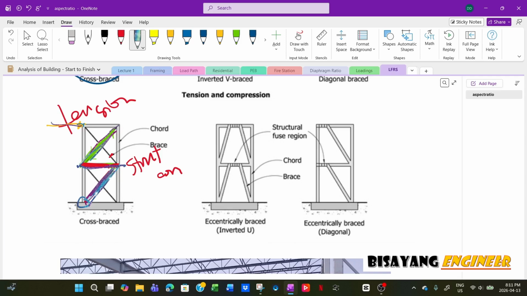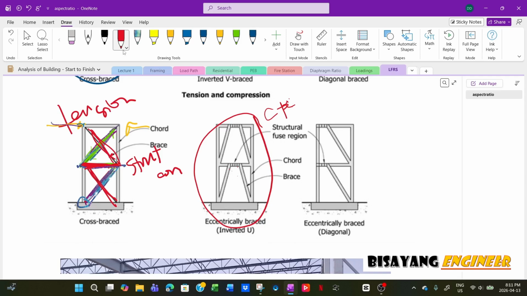and then vice versa because the wind can be in any direction. So if the wind is in this direction, then it's the opposite. So it's this one here that resists the load. This also resists compression and tension. But I've never seen it in real life. I've never seen this kind of bracing so far.